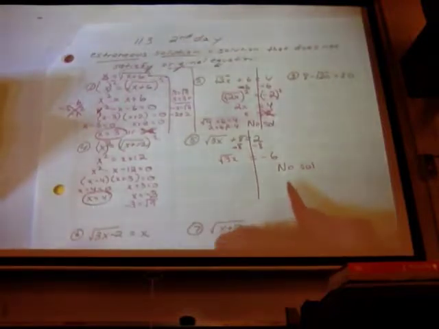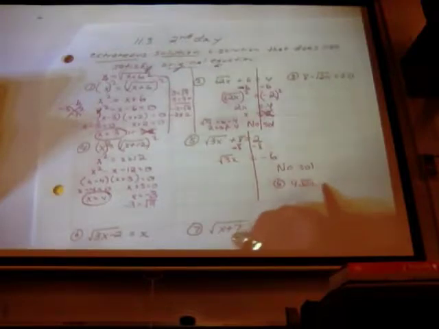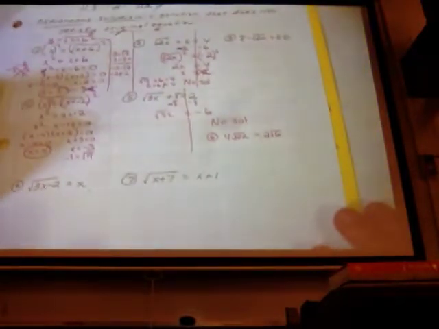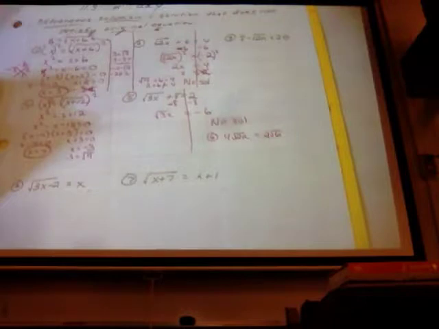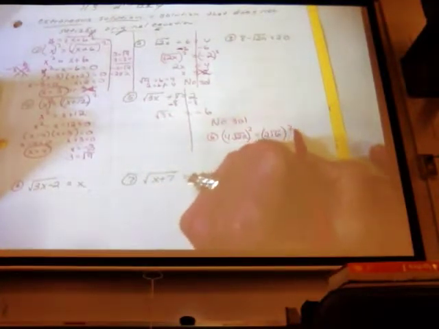Okay, I'm going to put in an extra one here. If I have 4 radical 2a equals 2 radical 6. Now, interesting, right? There's no radical that's by itself. You can't subtract, it's multiplied. What you can still do is just square both sides.